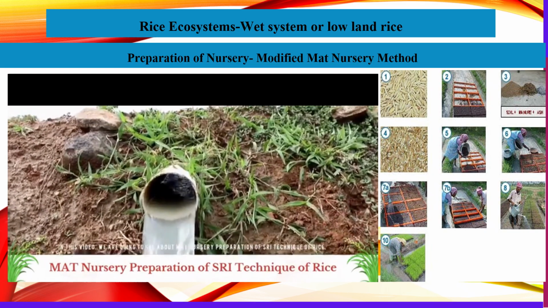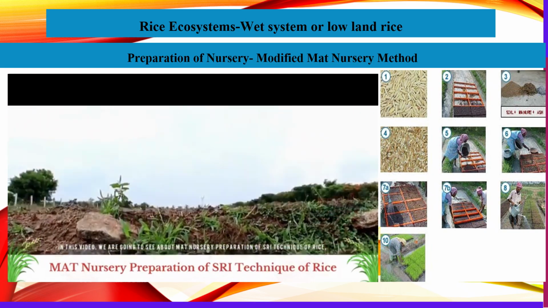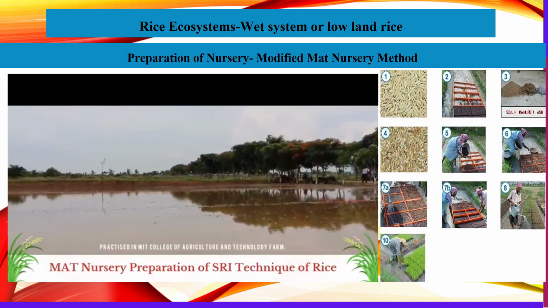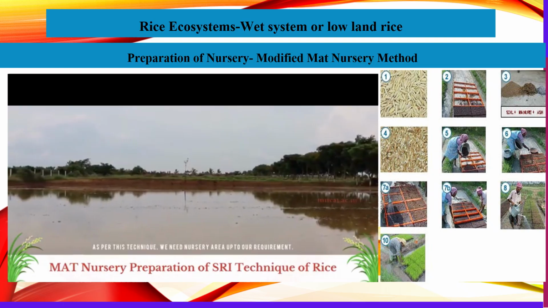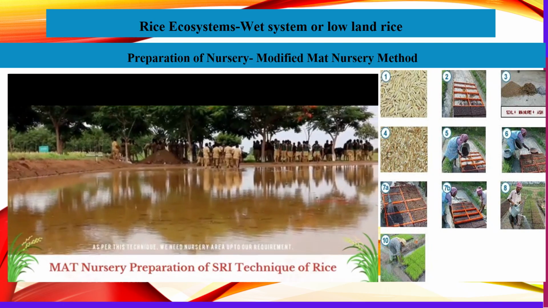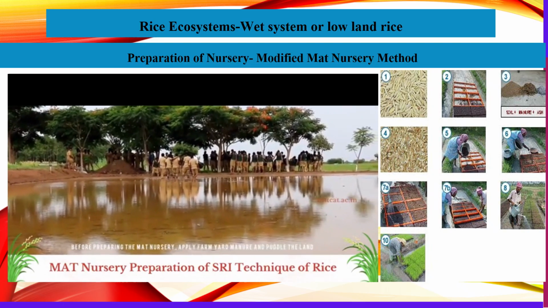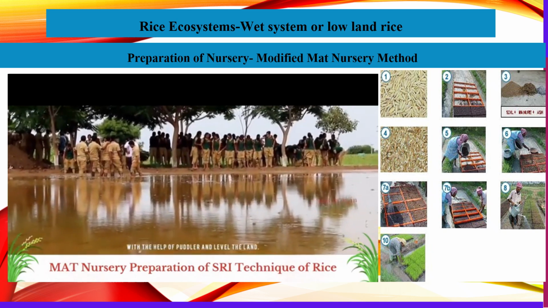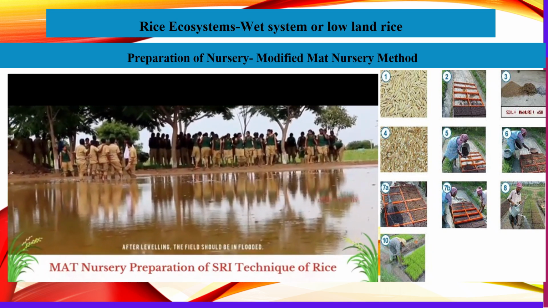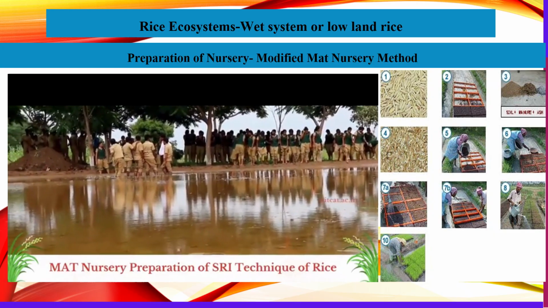In this video, we are going to see about mat nursery preparation of the SRI technique of rice practiced in the MIT College of Agriculture and Technology farm. As per this technique, we need nursery area up to a requirement. Before preparing the mat nursery, apply farmyard manure and puddle the land with the help of a puddler and level the land. After leveling, the field should be flooded.